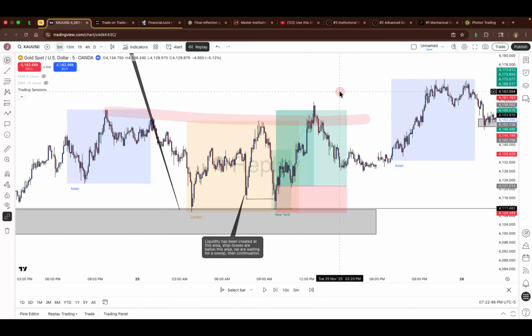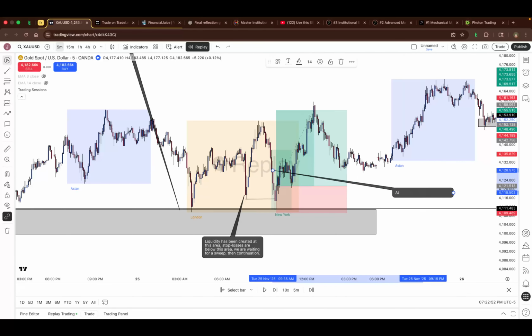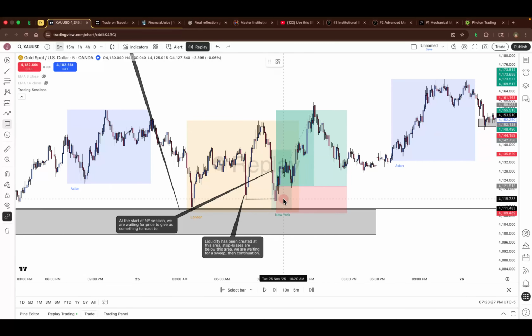Not sure why. Again, this is a new edge I'm trying out, just trying out different things. But at the start of New York session, to give us something to react to, you know. Let's see, price sweep liquidity, and I'll say that. Got that there. Boom.